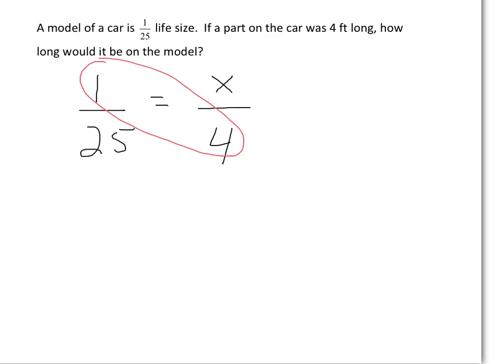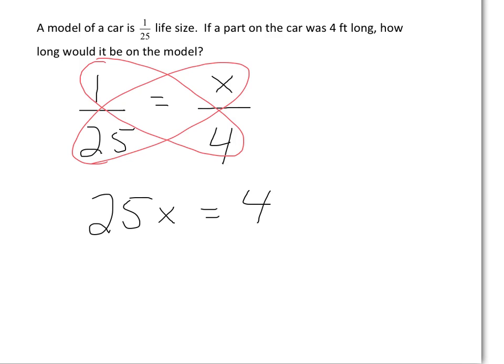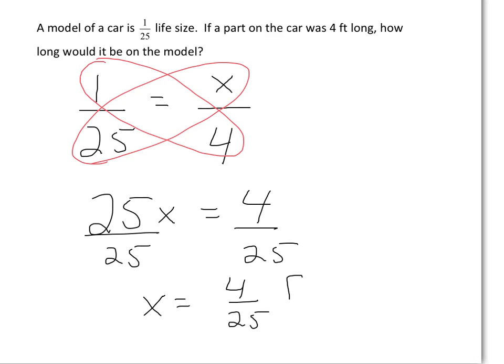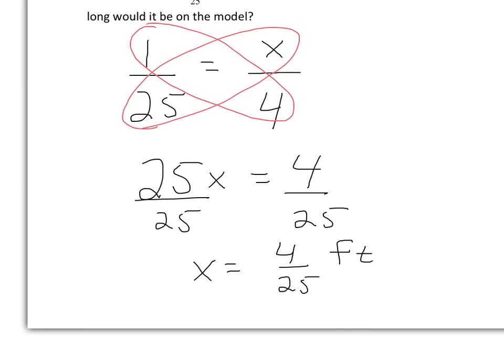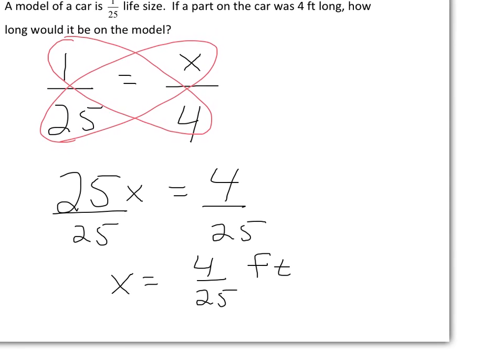I'll multiply those guys, and I'll multiply those guys. So 25x equals 4. To solve that, I'll divide each side by 25. And I get x equals 4/25 feet. 4/25 feet, that's kind of a funny number. So I'm just going to do some playing around with numbers and see if I can turn that into something that makes a little bit more sense to me.